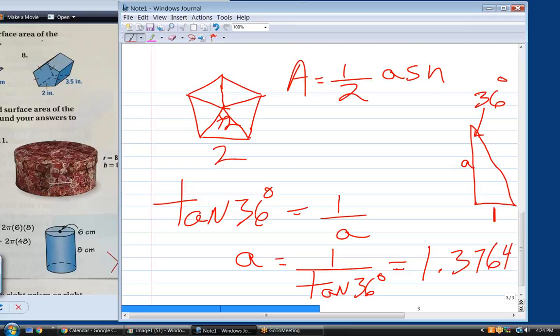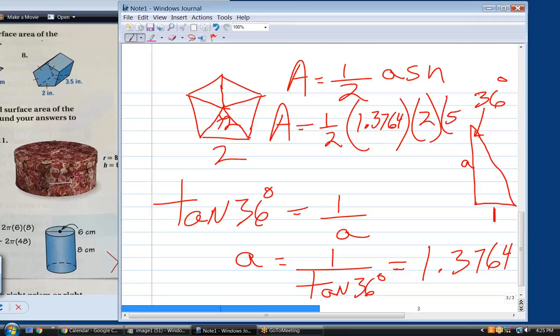The reason I'm doing that is the answer calls for rounding it off to 2 decimal places, but I've got to take this apothem, multiply it by 2, multiply it by 5, and divide the whole thing by 2. So if I round it off early, I'm definitely going to induce round-off error and end up with the wrong answer. So I'll use it rounded off to 4 decimals. So the area is 1/2 the apothem, 1.3764, multiplied by the side length, which is 2, multiplied by the number of sides, which is 5.